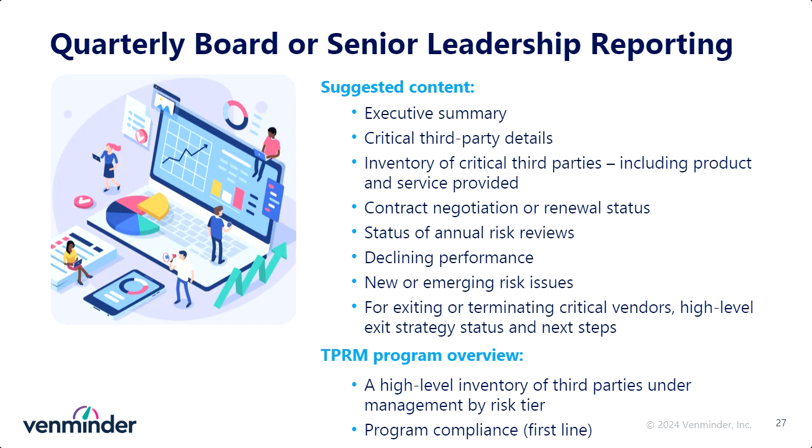When you're performing quarterly board or senior leadership reporting, you'll want to focus again on these various suggested content areas and then provide a summary overview of your third-party risk management program. So from critical third-party details and again, executive summary reviews, those you'll see are consistent across the board because they are best practices. And then you'll want to, in this case, focus on things like exiting commercial relationships with critical vendors if they are relevant and why you arrived at that result, and how you're performing against your annual timelines given that you're getting closer to the annual cadence.